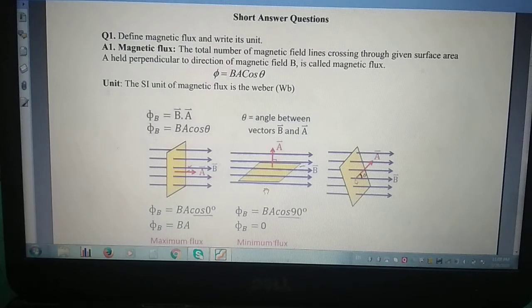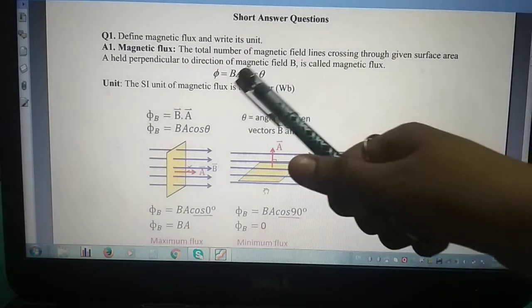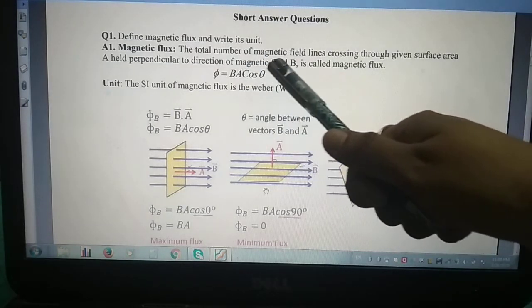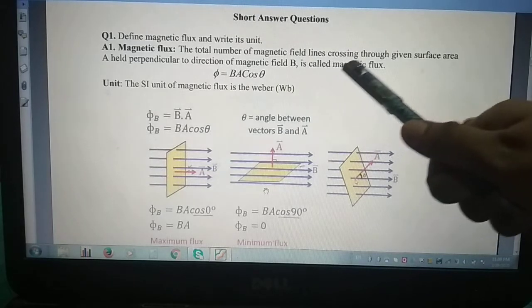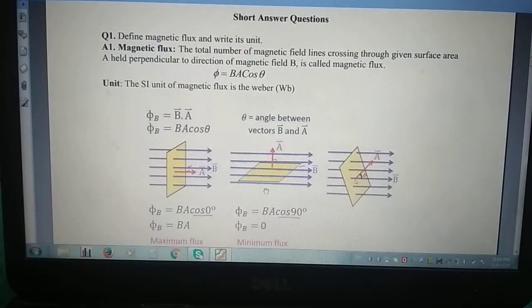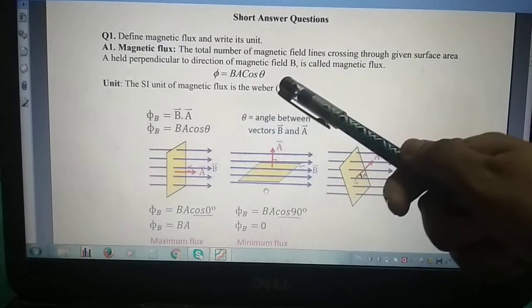I hope you already know about the electric flux. This is very similar to the electric flux, as in the electric flux we defined the total number of electric field lines crossing the given surface area. So here you just have to replace the electric field lines with the magnetic field lines crossing the given surface area, and the formula is given by phi = BA cos theta.